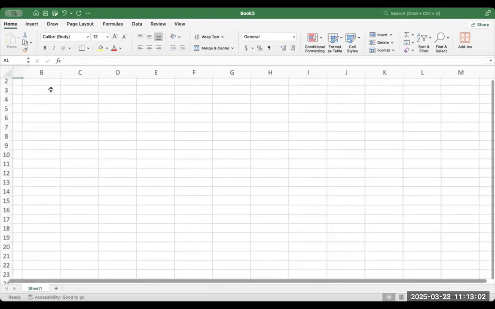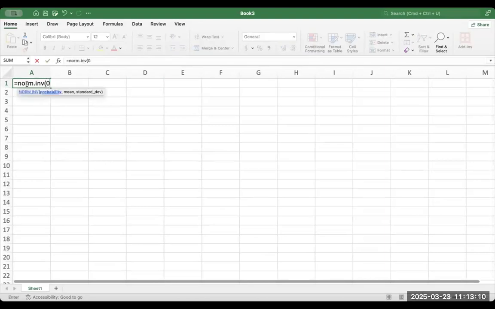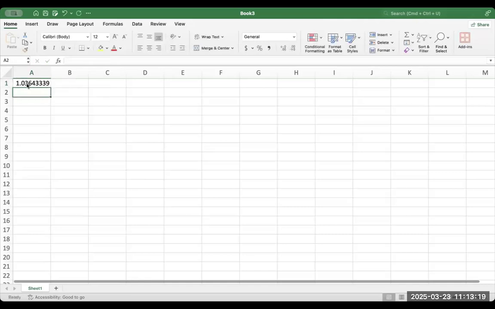Okay, here I am in Microsoft Excel, and in my first cell here, A1, I'm going to type equals norm.inv 0.85. The mean is 0. The standard deviation is 1 for z-scores. And if I hit enter, I get 1.036, which we can round to 1.04. So you can see how the z-table and Microsoft Excel are giving me a very similar answer. So let's say it's about 1.04.